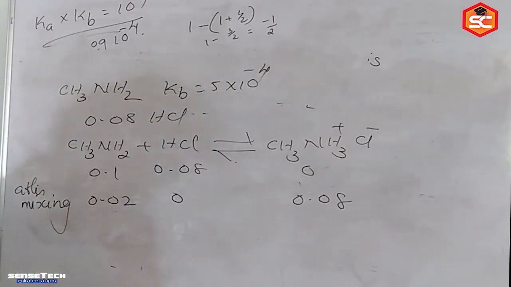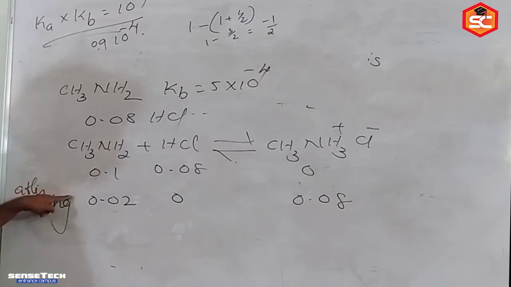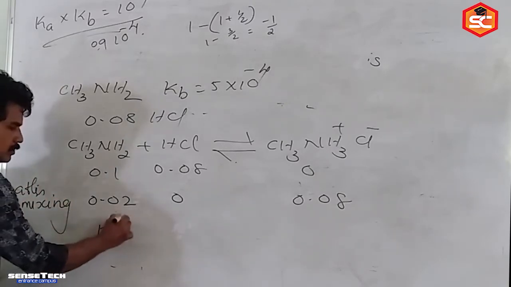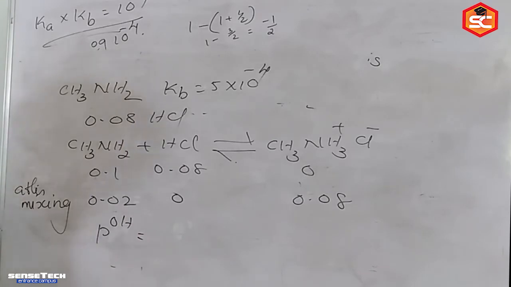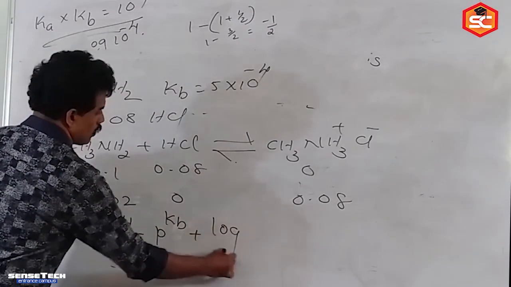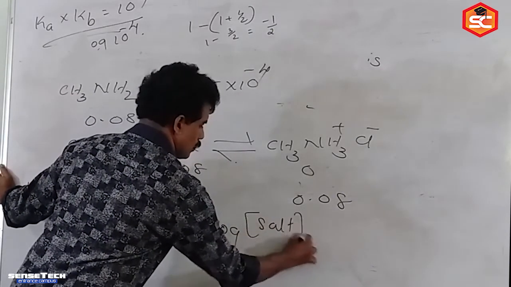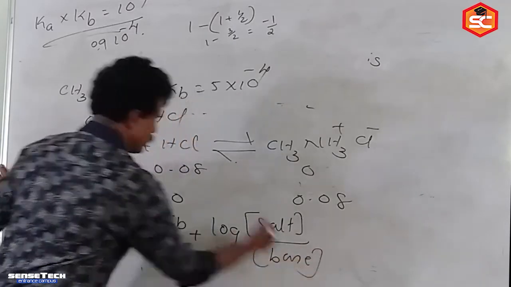So they are asking the pH of the buffer solution. We can calculate the base concentration; initial and final are given. The acid's final concentration is 0. So based on the base's final concentration, we can calculate pOH. How can we calculate the pOH? pOH is equal to pKb plus log of the concentration of salt by base.